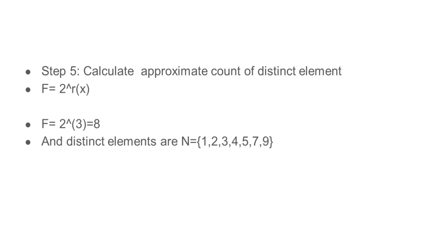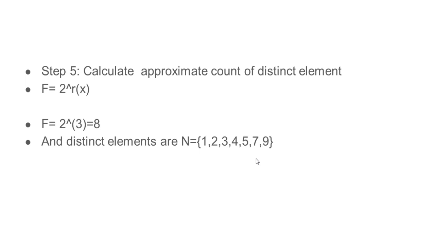In step 5, which is the final step, we calculate the approximate count of the distinct elements. For that we use a formula, f equal to 2 raised to the power of r of x. Now we know the maximum r of x we had was 3. So 2 raised to the power of 3 is equal to 8. So we had 8 distinct elements, and you will also write down which those distinct elements are. If you see, the distinct elements are 1, 2, 3, 4, 5, 7 and 9.